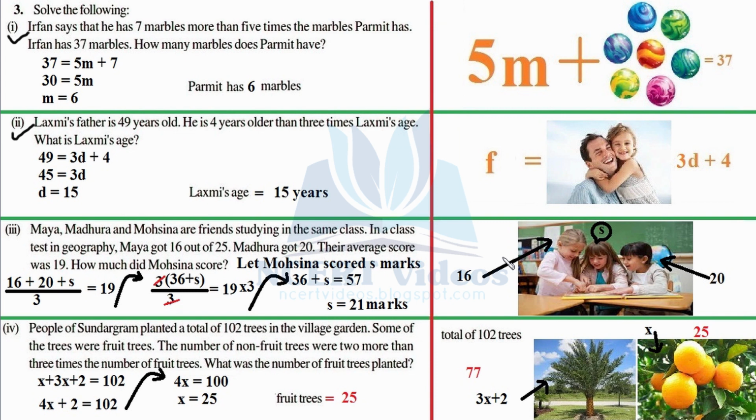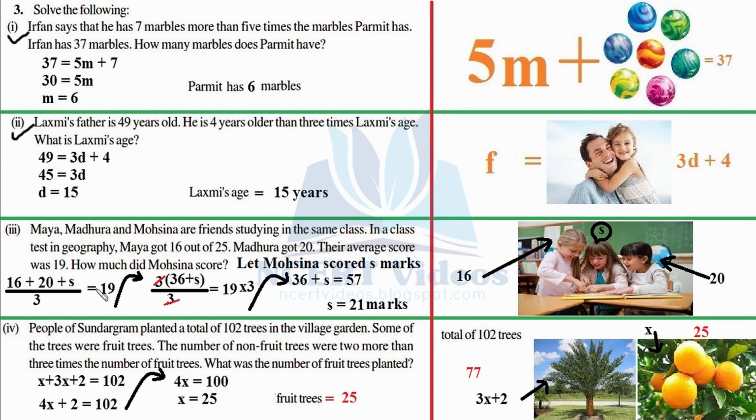So let's visualize it. These are 3 friends. One scored 16, that is Maya. Madhura scored 20. And we don't know the third one, that is Mohsina. So let's assume that she scored S marks. It is not always that you have to assume X. You can assume any variable from a to z in small letters, because you have studied that variables are represented in small letters in mathematics. That's why mathematics is interconnected with the basic concepts that you have studied earlier. Let Mohsina score S marks.